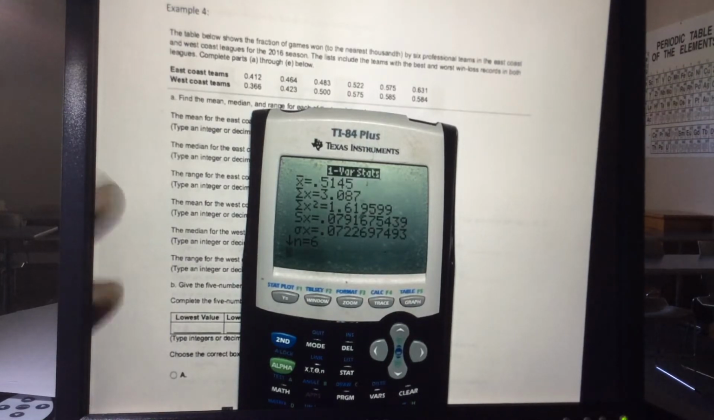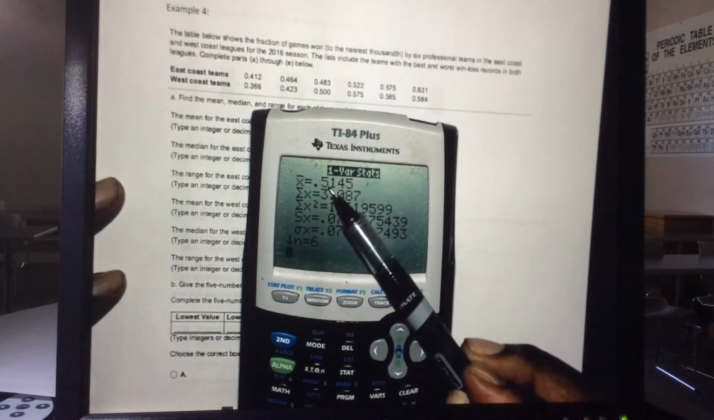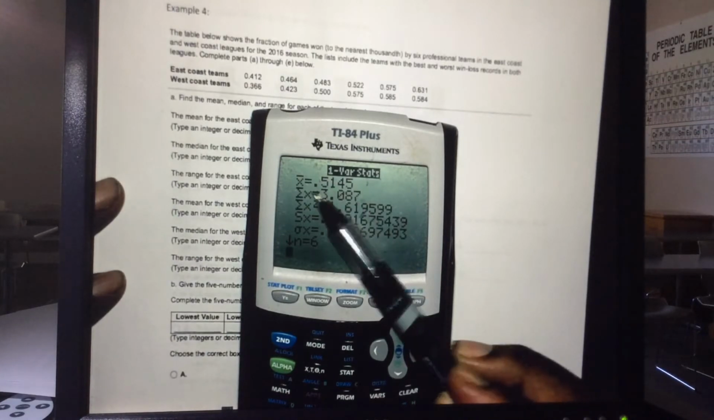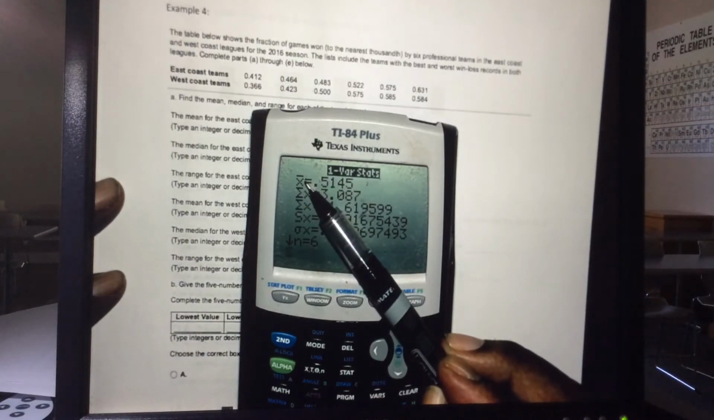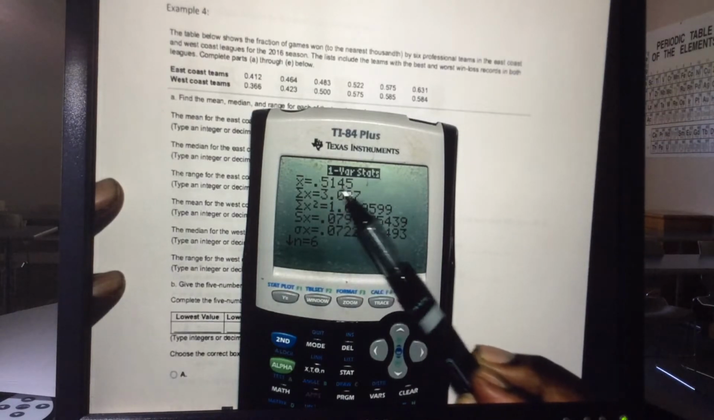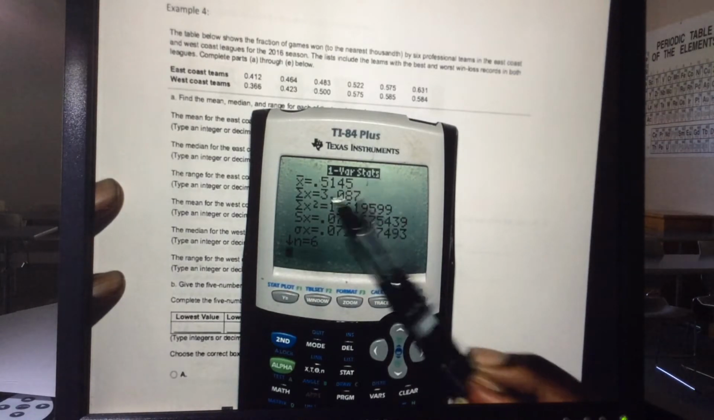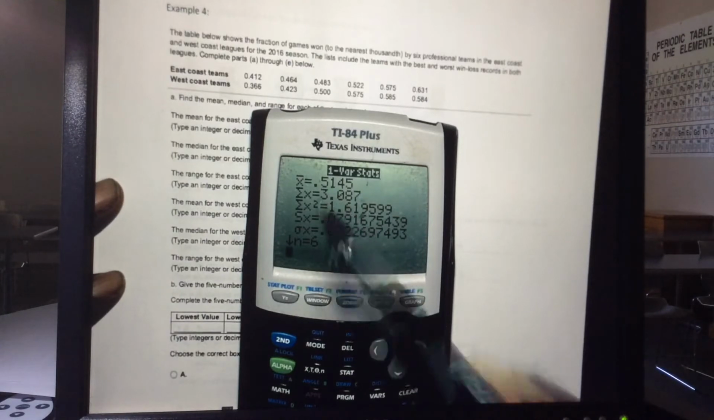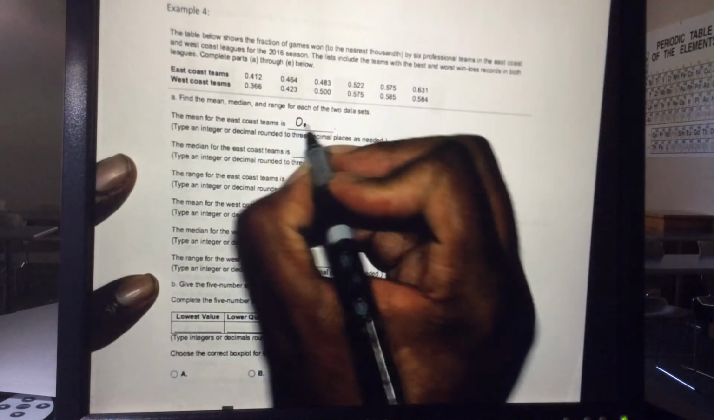The mean there, if we were to round, it's right here. That X bar is the notation for mean. If we were to round that off to 3 decimal places, it'll be 0.515. So the mean would be 0.515.